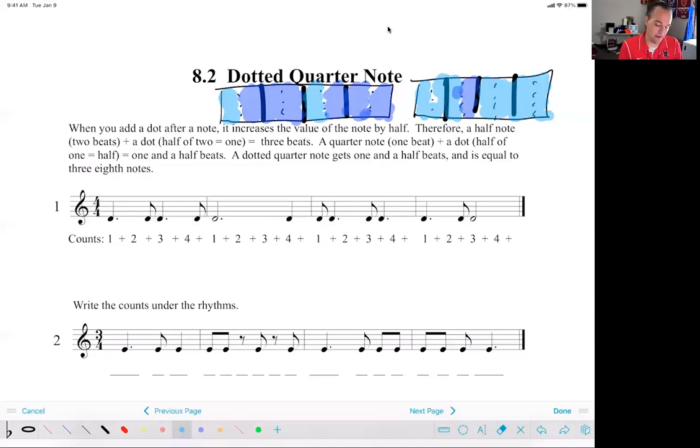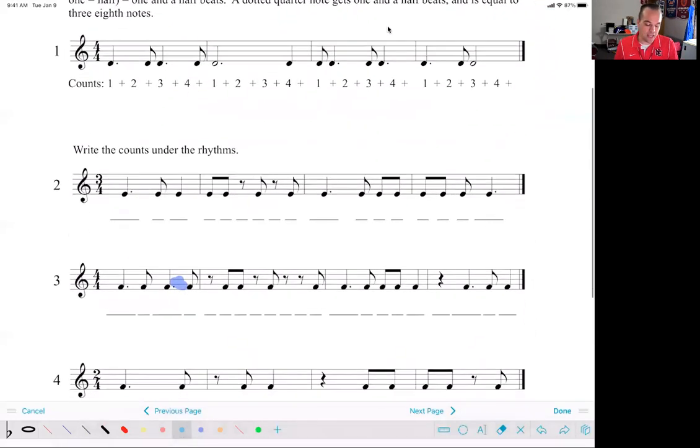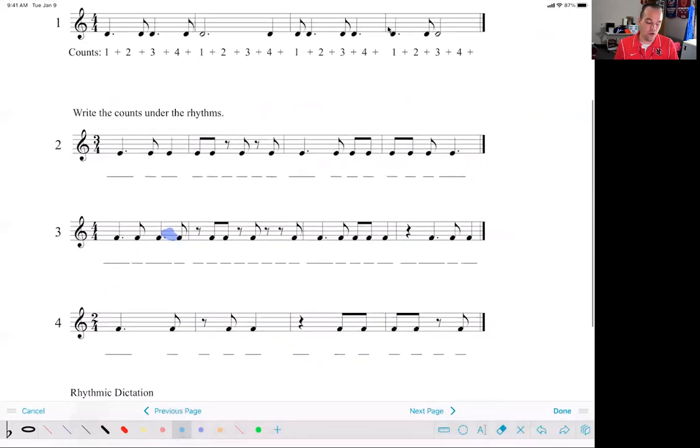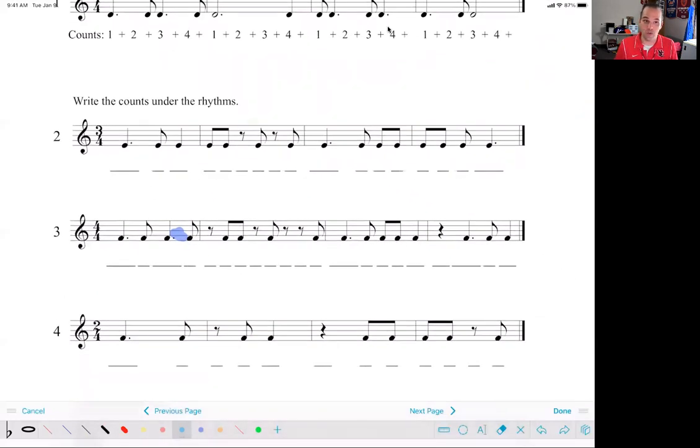Okay, so if I were to play this or sing it, number 1, it would go 1 and 2 and 3 and 4 and 1 and 2 and 3 and 4, 1 and 2 and 3 and 4 and 1 and 2 and 3, 4. I didn't say 3 and 4 and, I should have, but that's how that works. So the rest of this page is just about writing in the counts for examples that use dotted quarter notes.